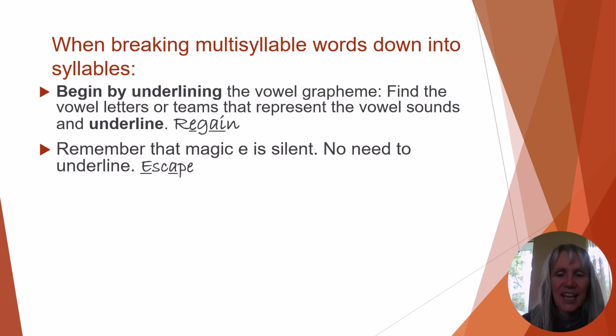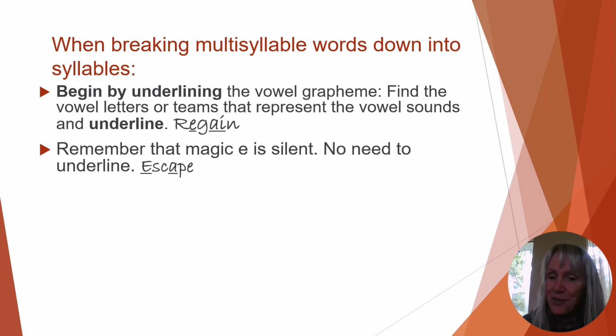Regardless, what we are doing to begin with is underlining the graphemes that we're seeing that represent a vowel sound. The first E represents a vowel sound, so I underline that. And then I underline the A. But because the E at the end is a magic E, we do not hear it. It makes no sound. That's why it is not underlined.